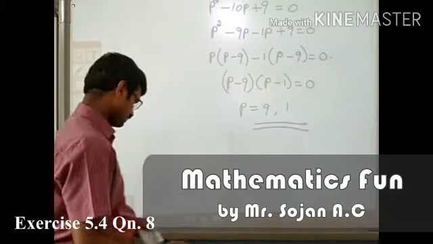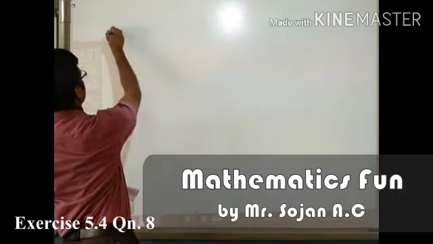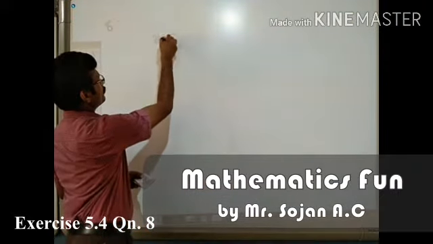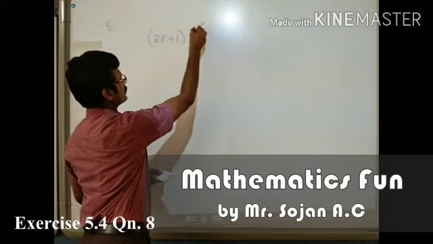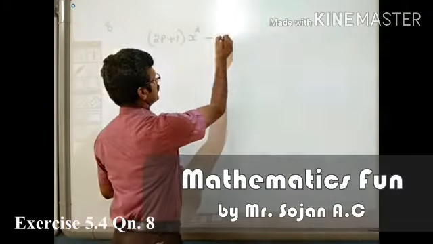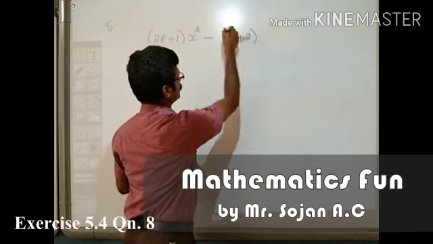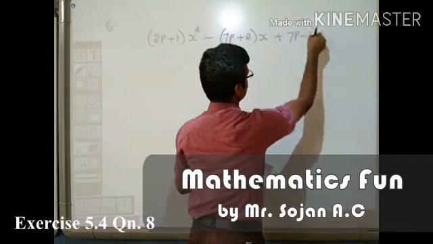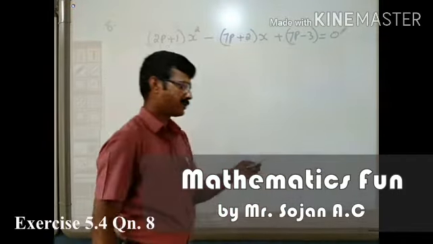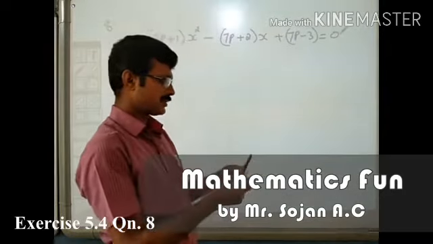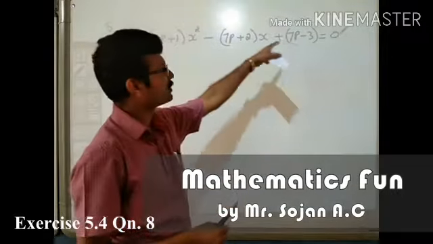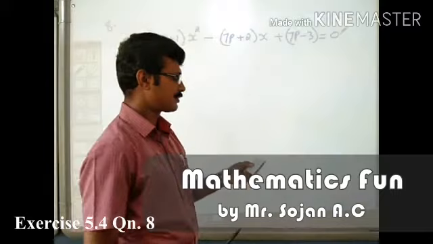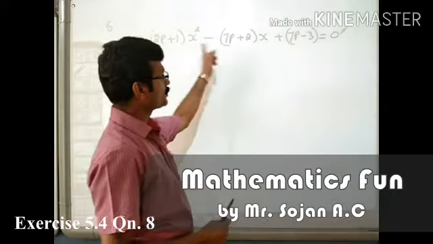Question number 8. Here the quadratic is given: (2p plus 1) into x square minus (7p plus 2) into x plus 7p minus 3 is equal to 0. This is the quadratic, and here also we have to find the values of p. It is given that the equation has equal roots.